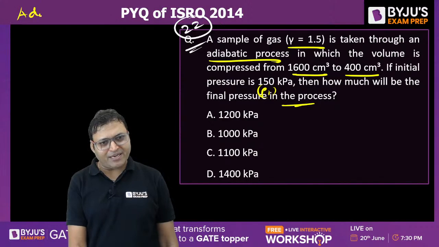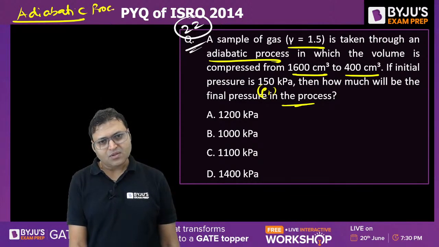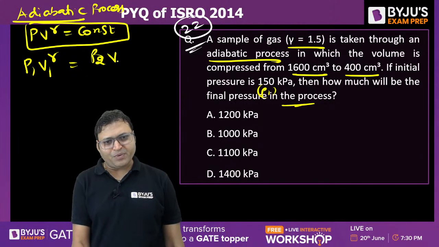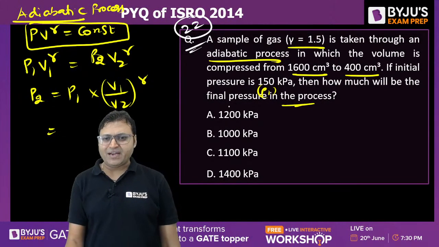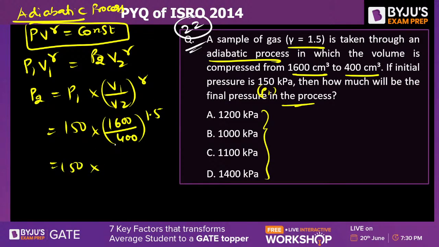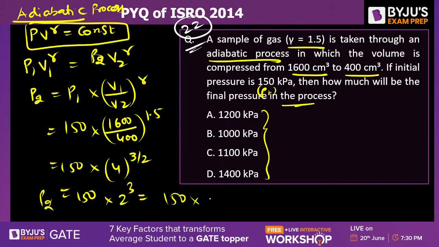So can we say for an adiabatic process, PV to the power gamma is constant, isn't it? So P1 V1 to the power gamma is equal to P2 into V2 to the power gamma. So P2 is equal to P1 into V1 by V2 to the power gamma. Put the value, P1 is given as 150 kilopascal. Your answer should be in kilopascal. 150 into 1600 by 400 to the power 1.5. What is 1.5? That is 3 by 2. So 150 into 4 to the power 3 by 2. So we can call it as 150 into 2 cube, isn't it? That is P2. So 150 into 8.